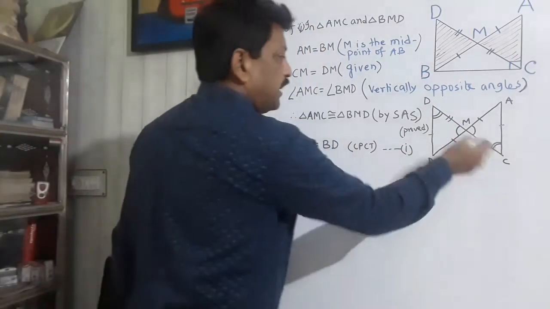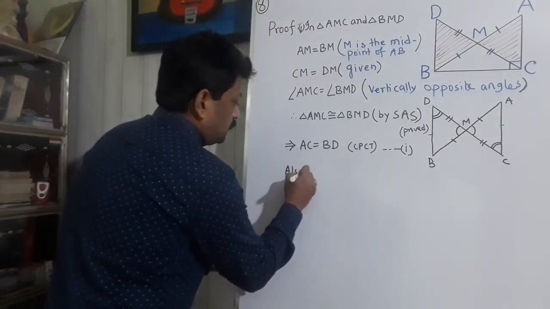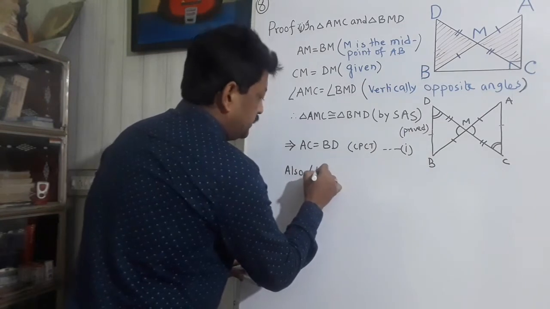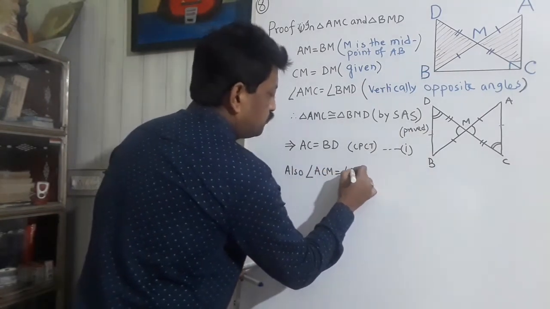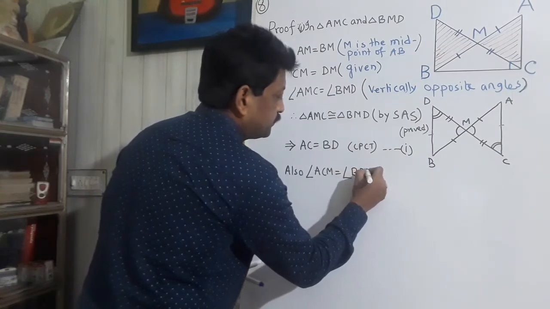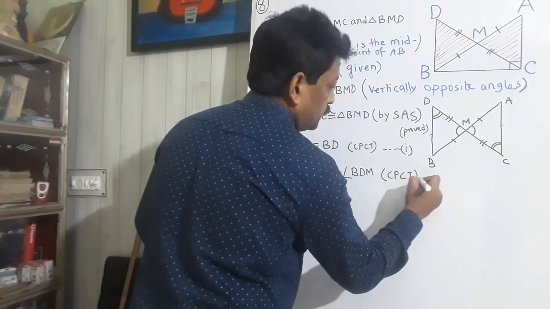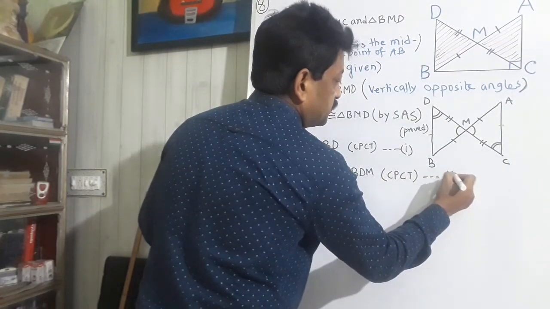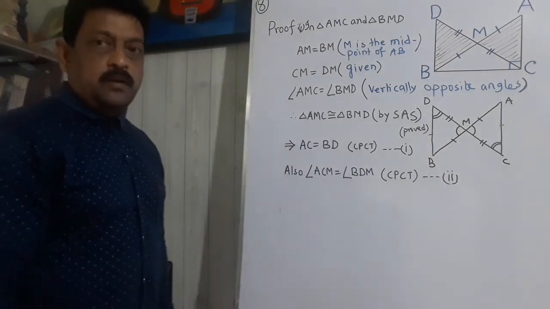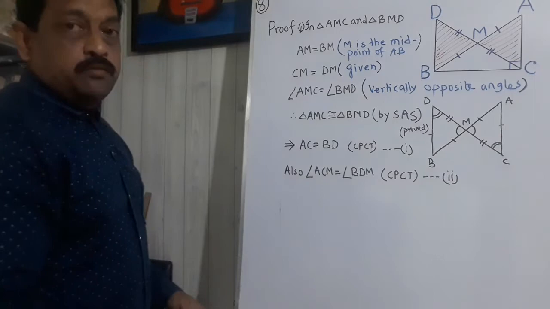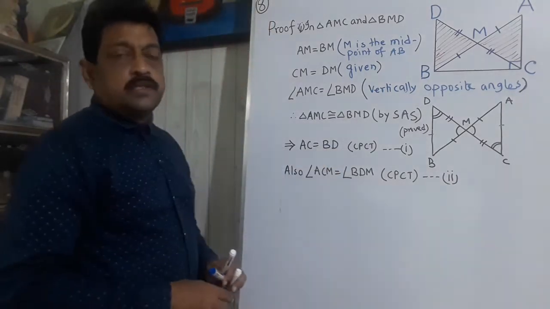Because by CPCT only. Also angle ACM is equals to angle BDM. This is also CPCT, and make this as equation number 2. These two things are required. Maybe it will be required. So keep it. Now let us go for the second part of the question.